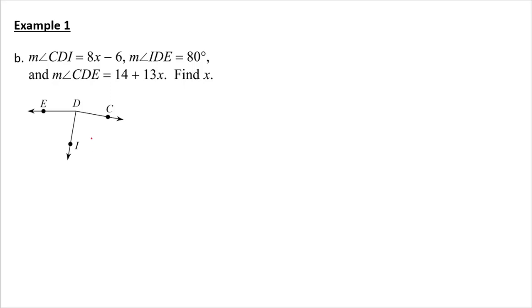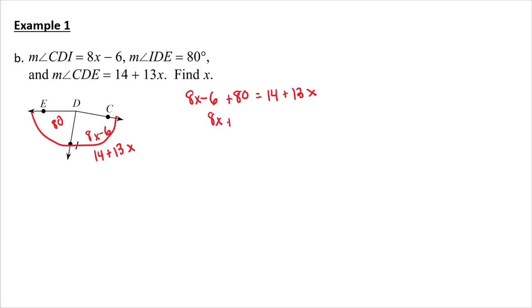Okay, so a little bit more algebra. And I'm going to be labeling the diagram. CDI is 8x minus 6, IDE is 80, and the whole thing is 14 plus 13x. So 8x minus 6 plus 80 is going to equal my whole angle, 14 plus 13x. So I have 8x plus 74 equals 14 plus 13x. I'm going to subtract the 8x over to get a 5x. I'm going to subtract the 14 over to get a 60. And I'm going to confirm my answer here. I'm right. Okay, just making sure. X equals 12 in this case.